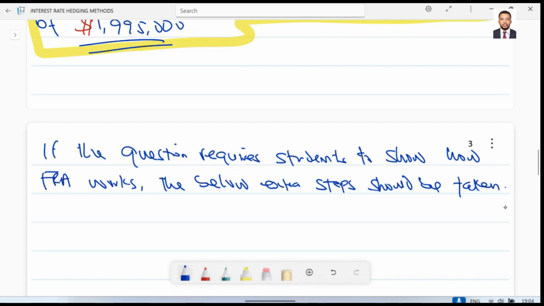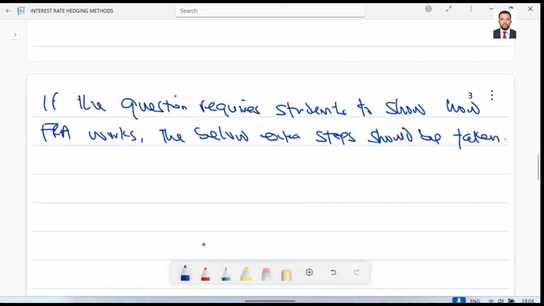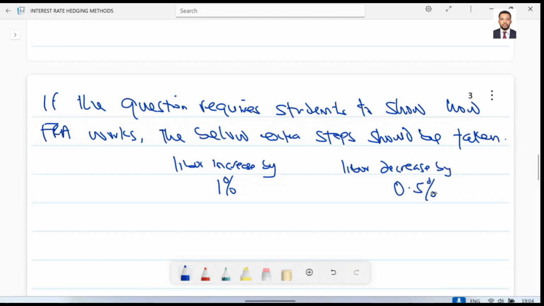Now look at what I will do. Very simple technique, no thinking. Now I will come here and say labor increase by, the first one is 1%. And I'll come here and say labor decrease by 0.5%.